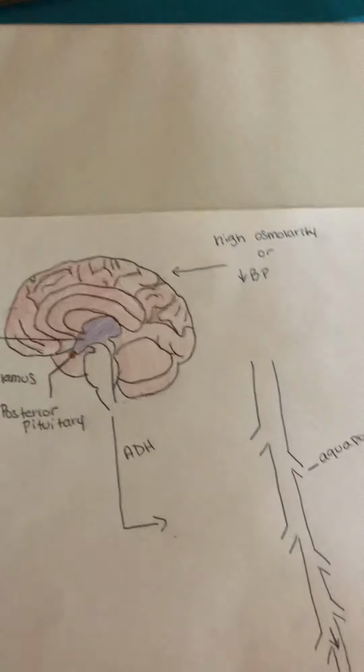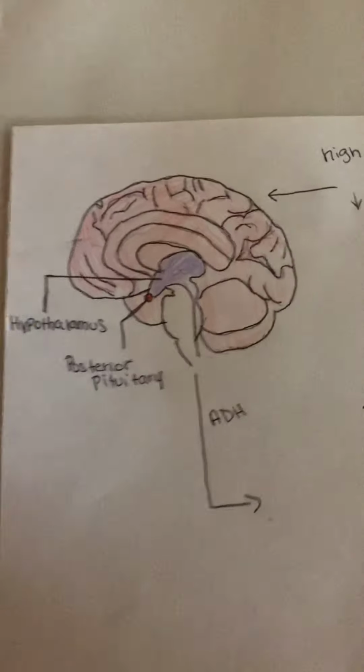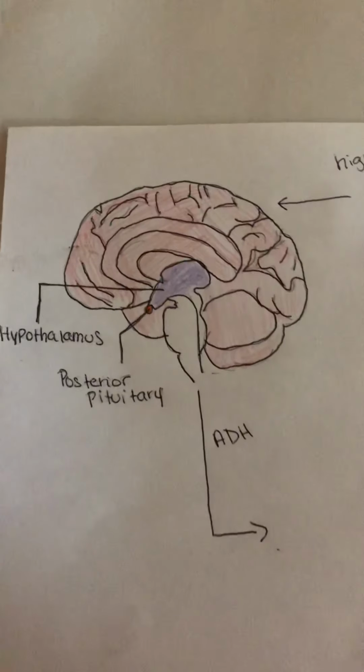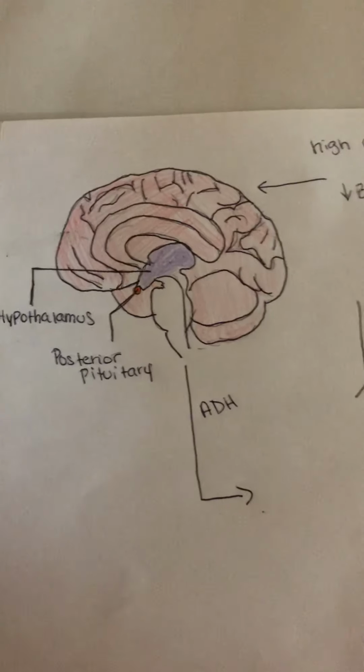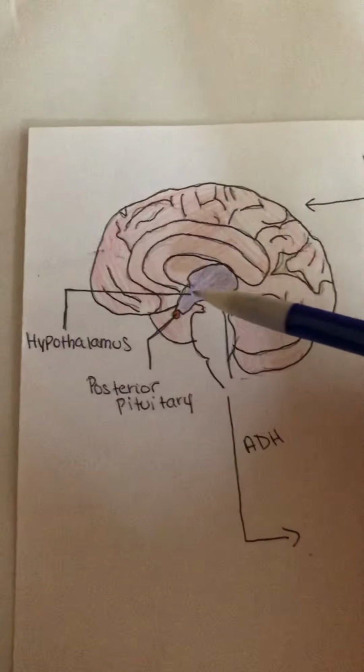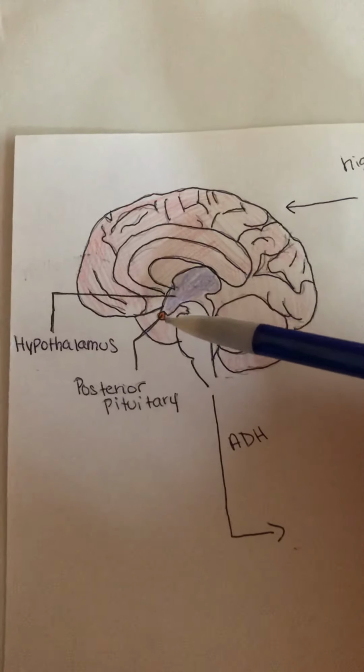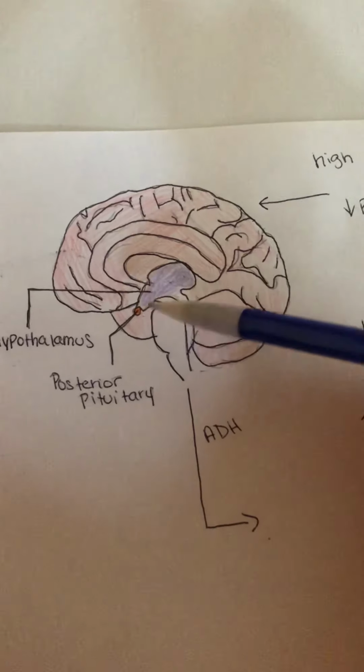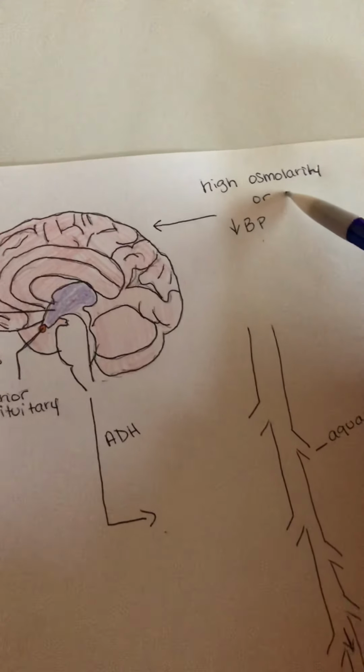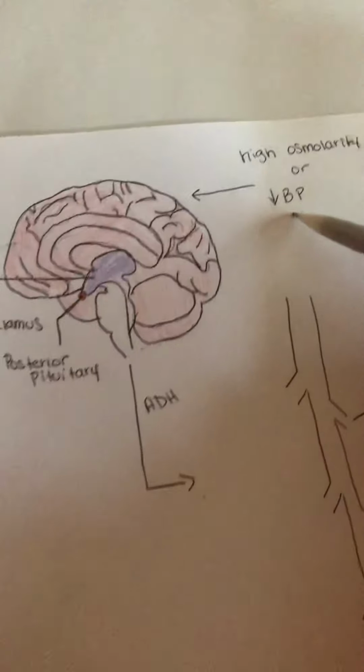Now, the antidiuretic hormone kind of does the same thing as the renin angiotensin aldosterone pathway, but it also helps the body retain water. So the antidiuretic hormone is produced in the hypothalamus, and it is stored in the posterior pituitary. It is triggered by high osmolarity or decreased BP.